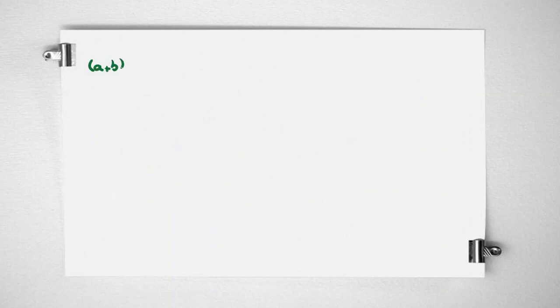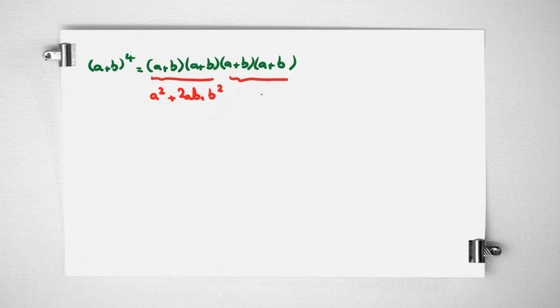When they say (A plus B) to the 4, we can say it is (A plus B) times (A plus B) times (A plus B) times (A plus B). Now, first let's calculate this part. It is A squared plus AB plus BA plus B squared, which is A squared plus 2AB plus B squared. Also, this part will be A squared plus 2AB plus B squared. Then let's calculate the product of them.